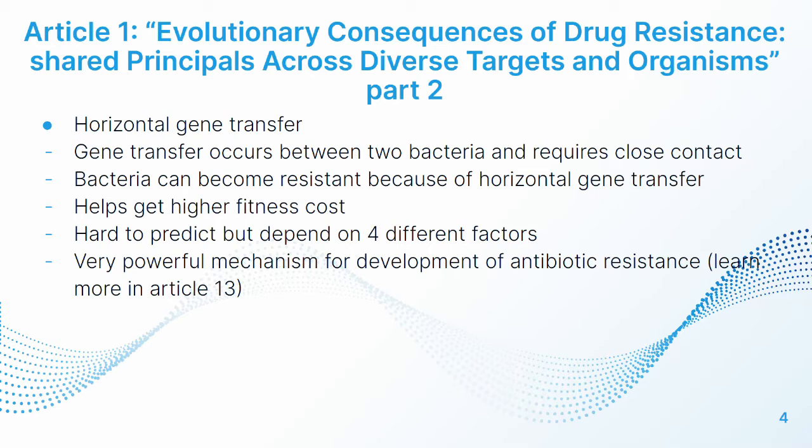Since horizontal gene transfer involves exchanging genes, it does mean that the bacteria can gain antibiotic resistance and a higher fitness cost. Stated in the article, there are 4 different factors for horizontal gene transfer to occur. The first is the presence of resistance genes in the total resistome. Second, the ecological opportunity for horizontal gene transfer. Third, the efficiency of transfer versus genetic barriers. Fourth, the fitness effects of resistance mechanisms on the recipient. This is a powerful and important mechanism that will be further explained in the next article, Article 13.